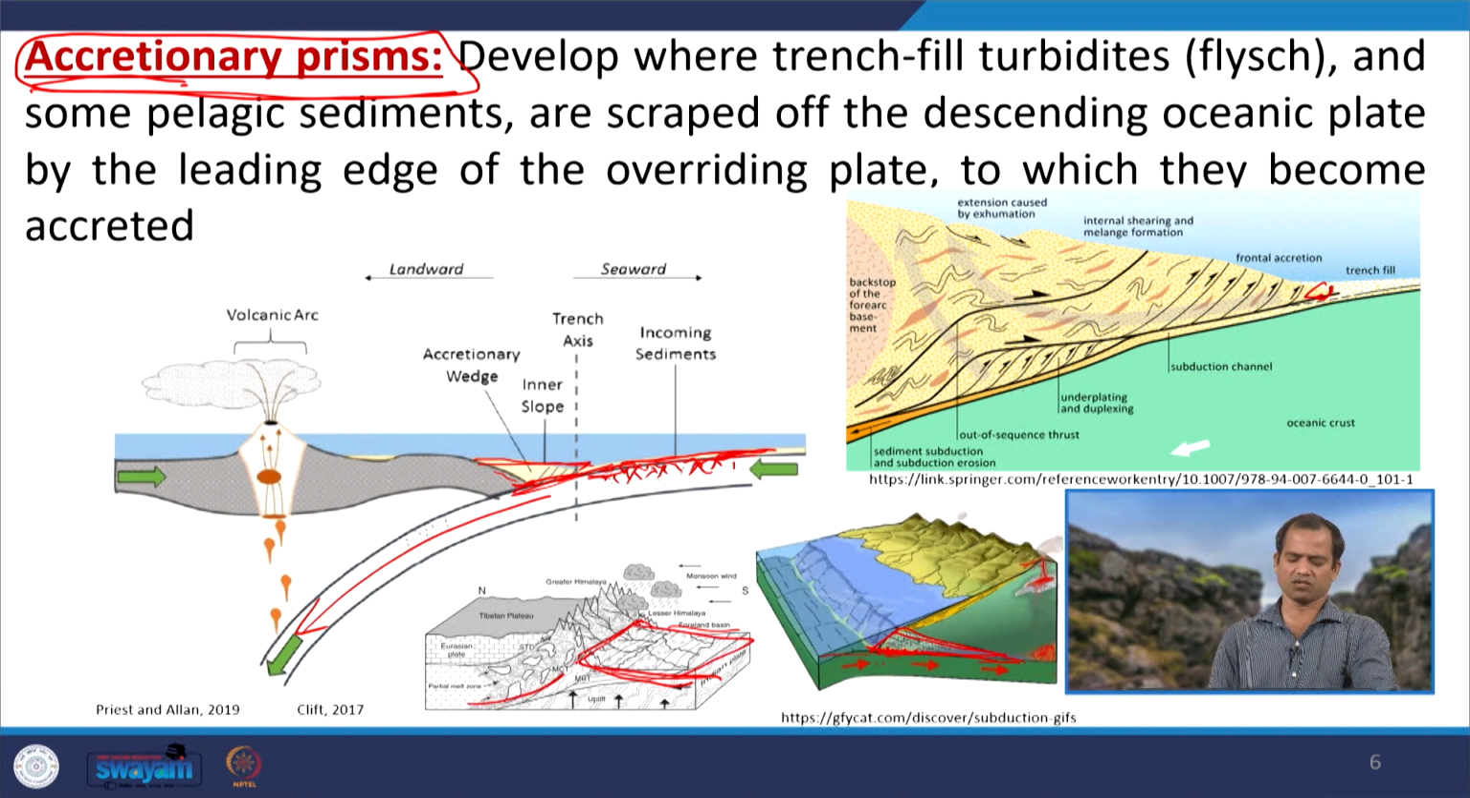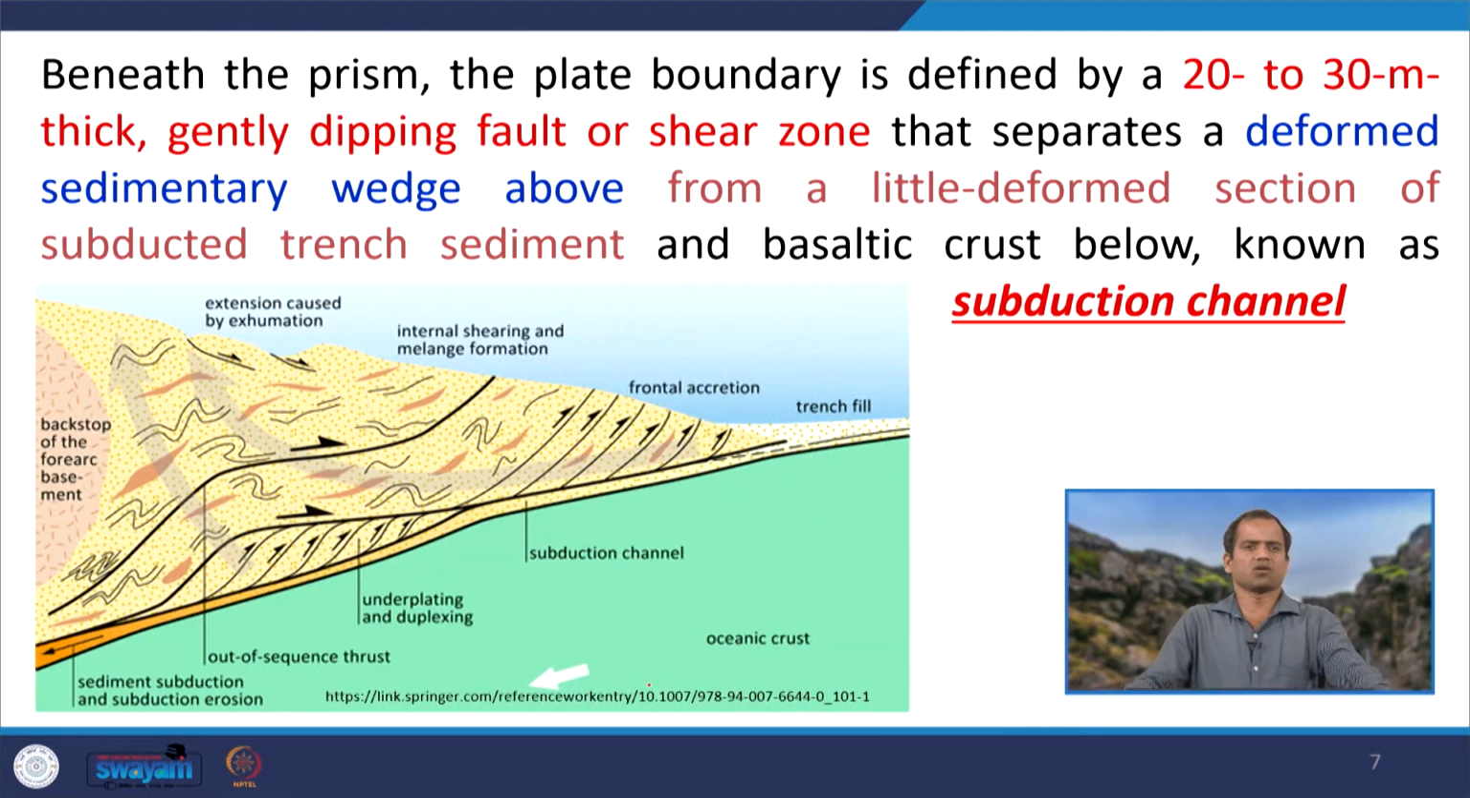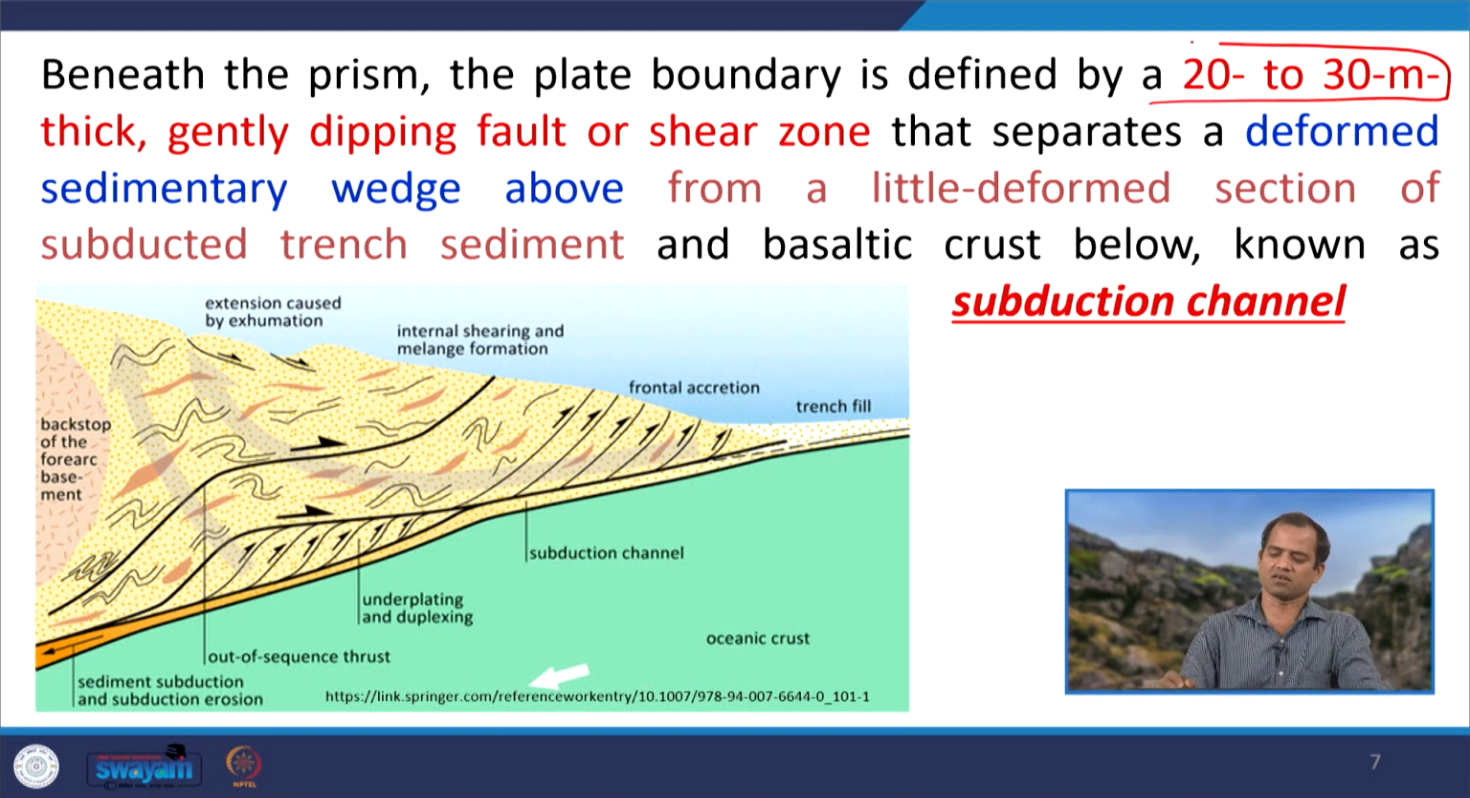For example, we have the Himalayas rising here, and we have the Ganga foreland basin, and this is the sediment. This sediment is a wedge-shaped or prism-shaped material, that is the foreland sediments. Now, beneath the prism, the plate boundary is defined by a 20 to 30 meter thick gently dipping fault or shear zone, that is called the subduction channel.